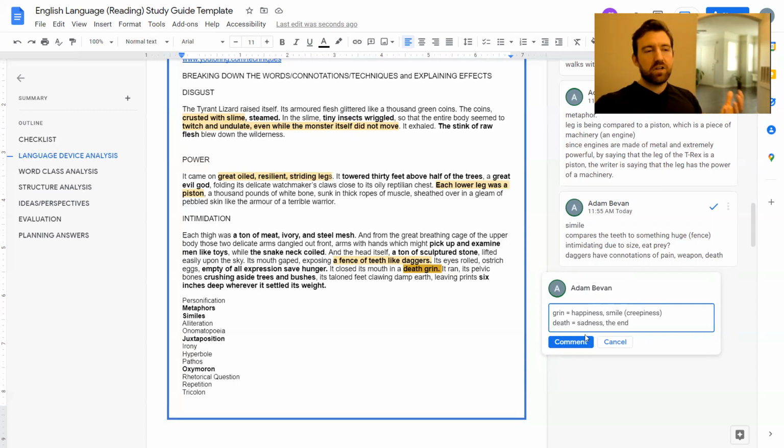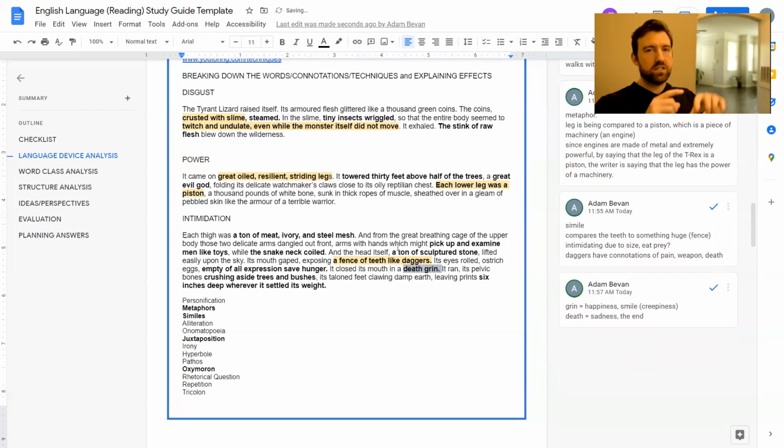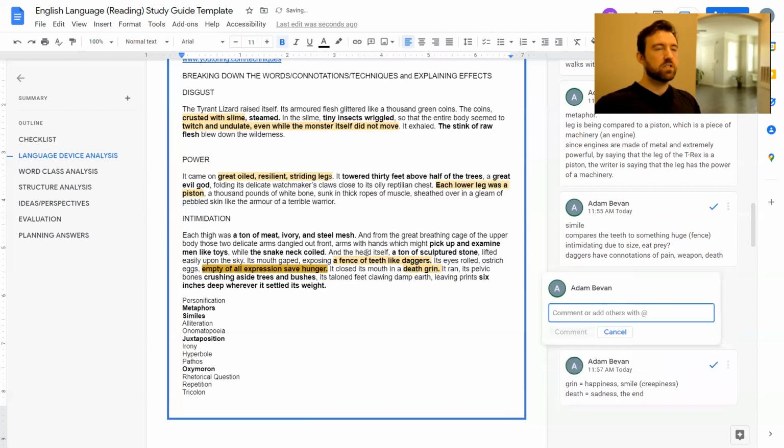Okay. Now, another thing that you want to try and do, as well as looking at analysis of points separately, like we have, is you could start to combine them. So let's just do one of those quickly. So the combination might be that just before it, it says that the eyes were empty of all expression save hunger. So you might combine these two analysis points and say that this is called synecdoche because it's the eyes represent the lack of emotion in the T-Rex, which makes it very intimidating because it doesn't care about its prey.